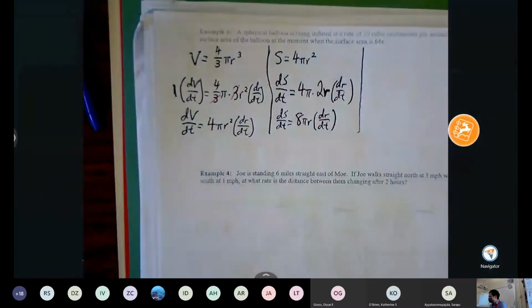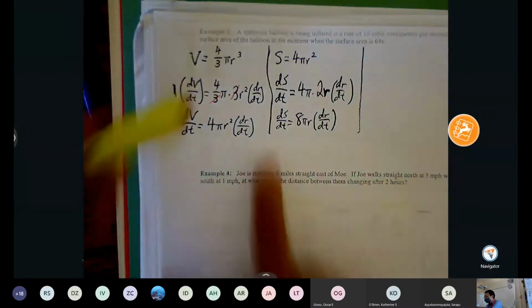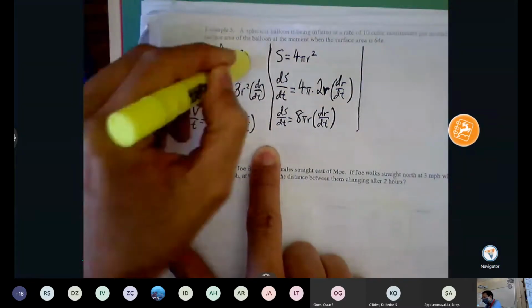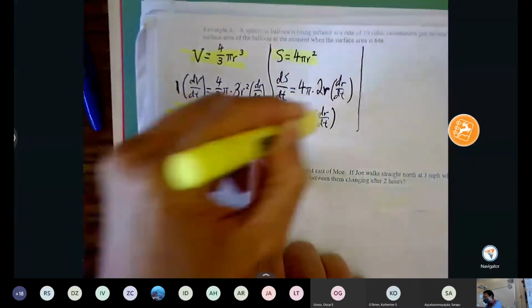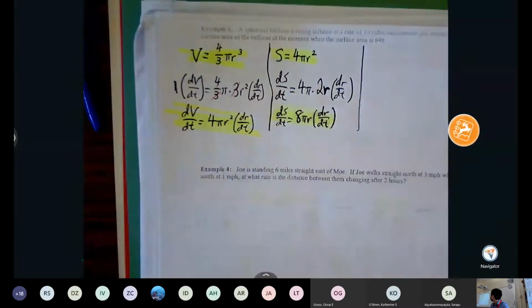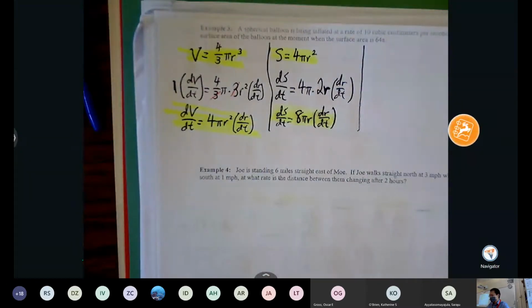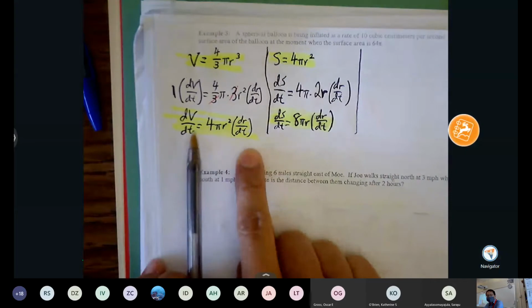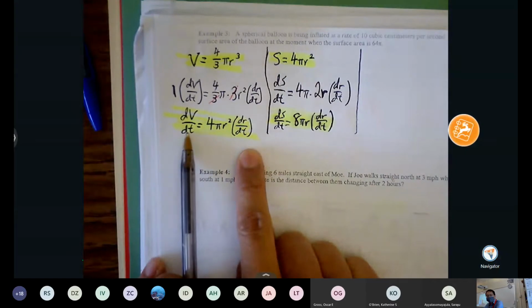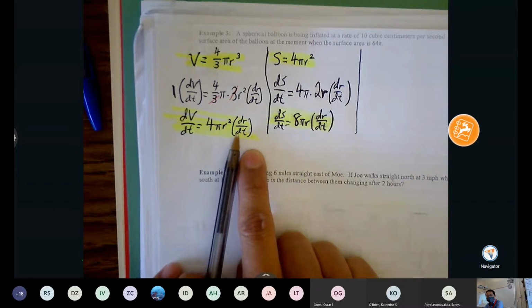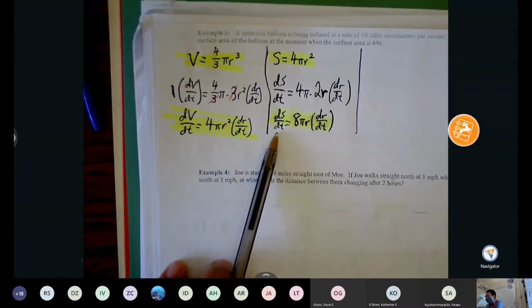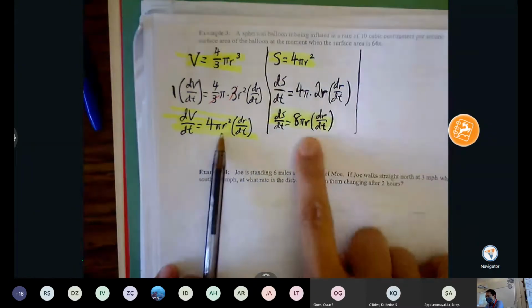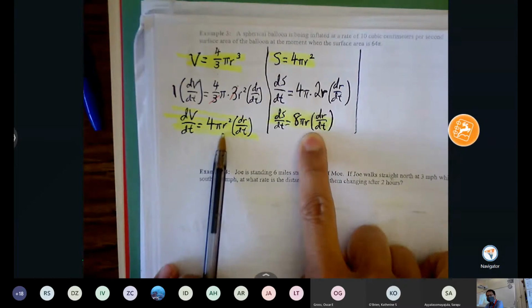Let me highlight these equations because these are the equations that we're going to potentially need depending on what the problem has for us. So let me talk about what these variables mean. dV/dt is how fast the volume of the sphere is changing. dr/dt is how fast the radius of the sphere is changing. dS/dt is how fast the surface area of the sphere is changing. And r just represents the radius of the sphere.